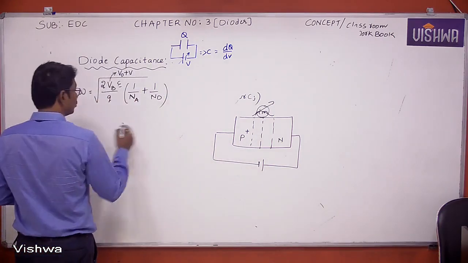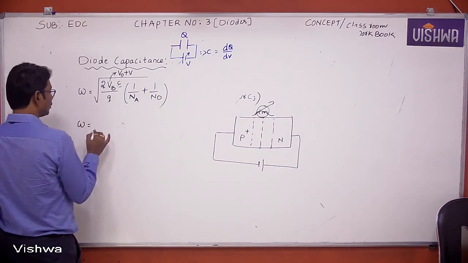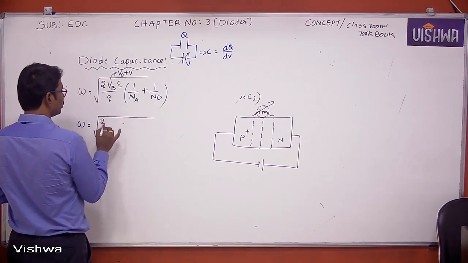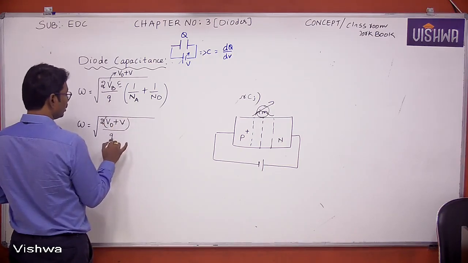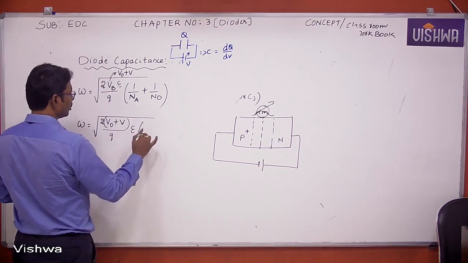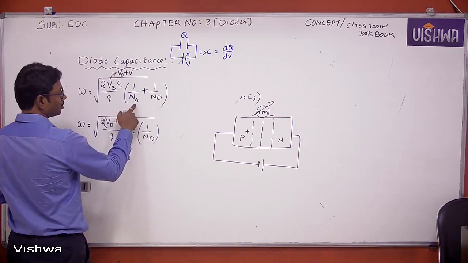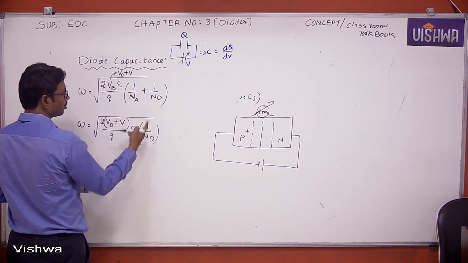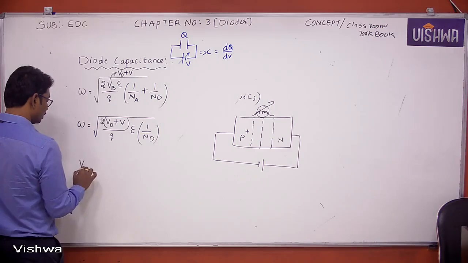Now, from this data, from our assumptions, what is our depletion width? Depletion width is nothing but 2 into (V0 plus V) by Q epsilon into 1 by Nd, because Na is very high compared to Nd, so 1 by Na is almost 0, and it is approximately 1 by Nd.